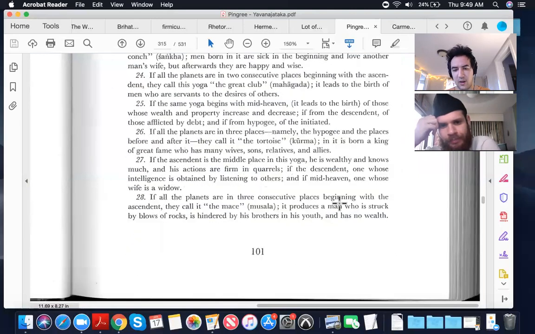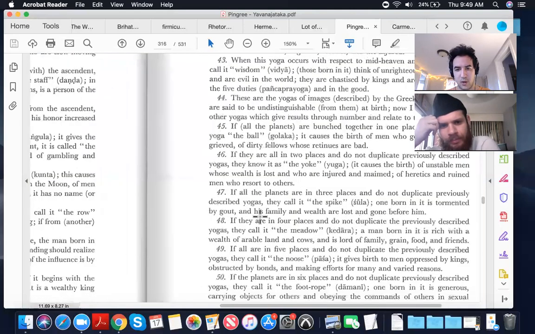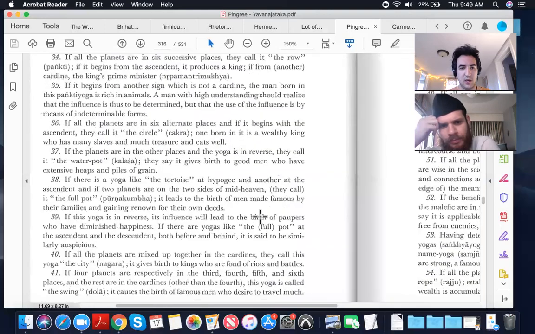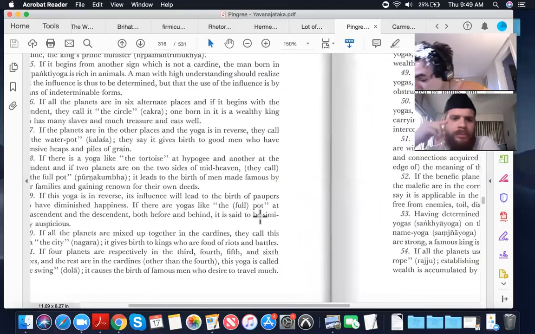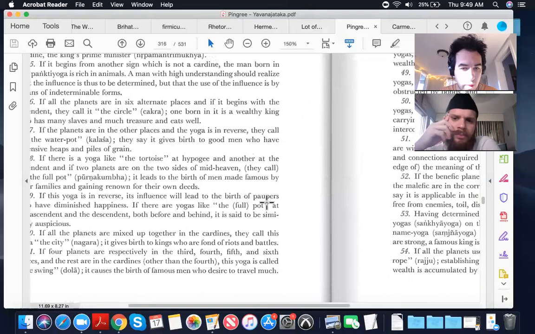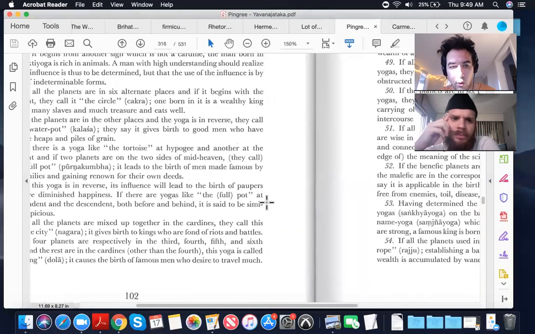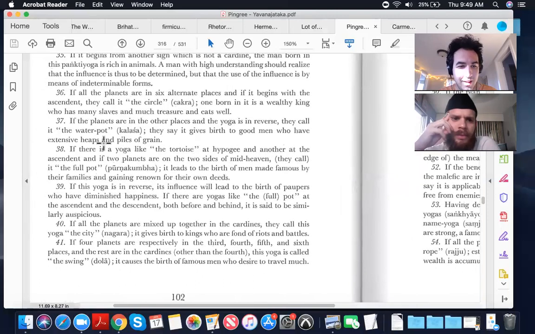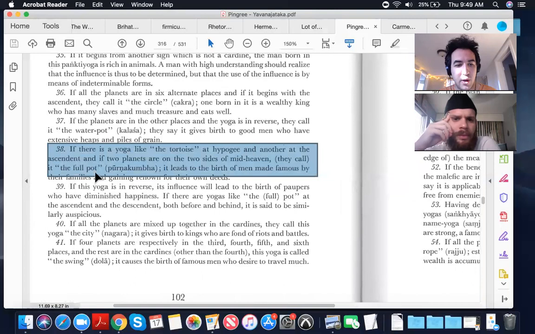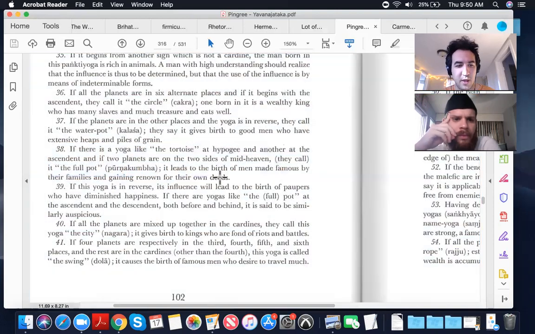Okay. And then it just goes on, and I highly recommend this chapter to people, but I don't remember where that other reference to tortoise was. That's okay. But, oh no, here it is. I found it by accident. If there is a yoga like the tortoise at the hypogee and another at the ascendant, and if two planets are on the two sides of the midheaven, they call it the full pot. It leads to the birth of men made famous by their families and gaining renown for their own deeds.